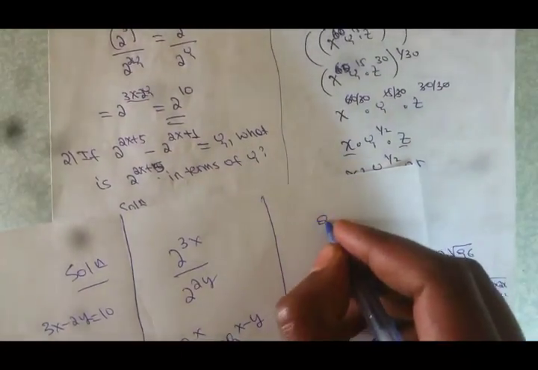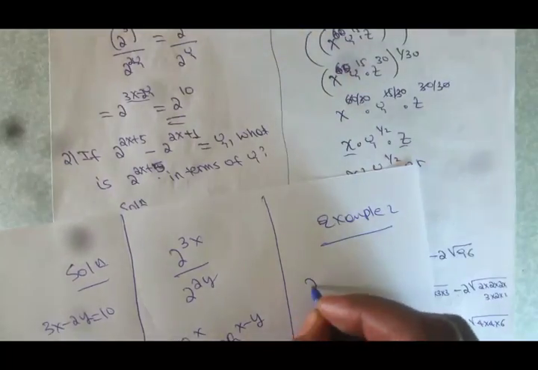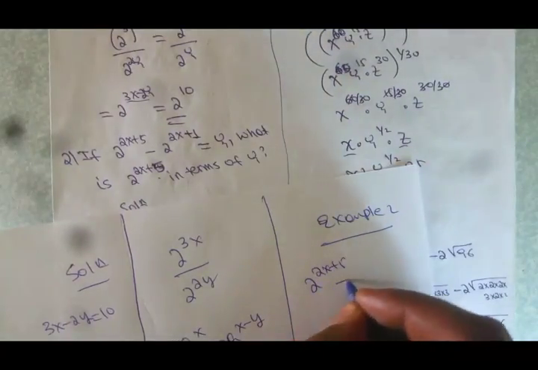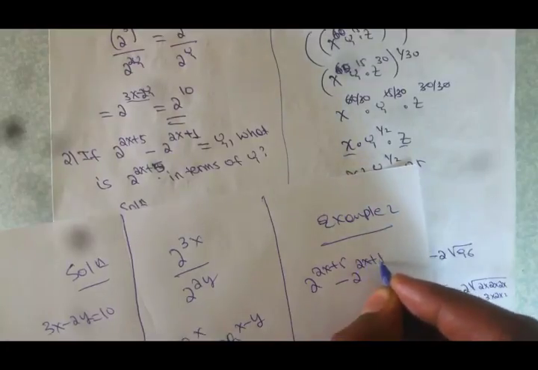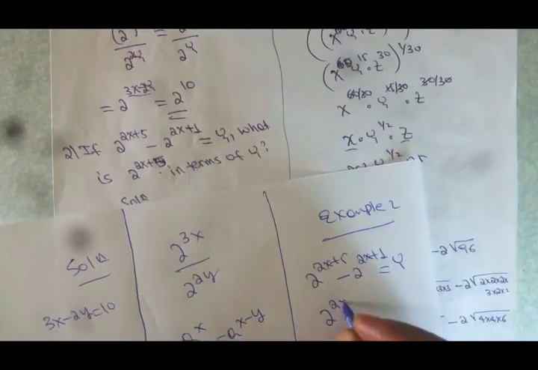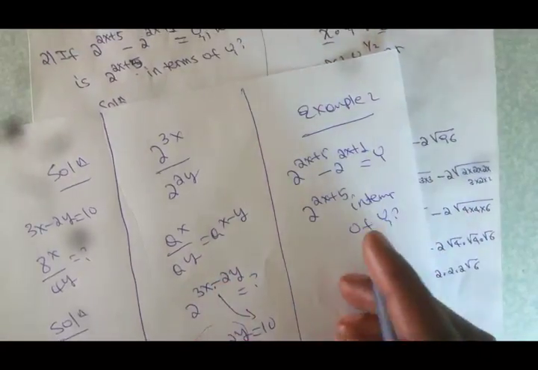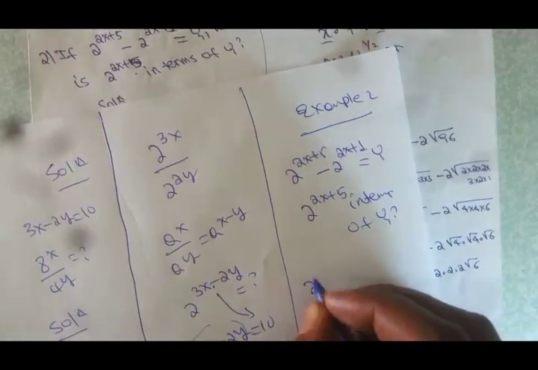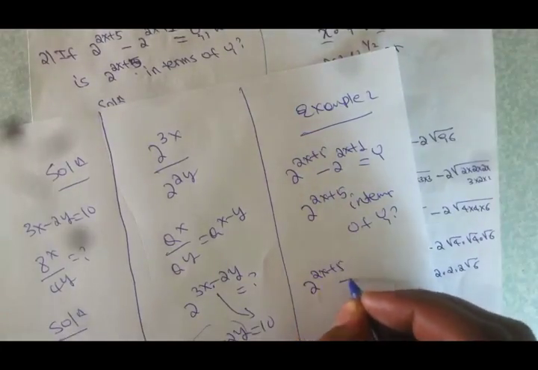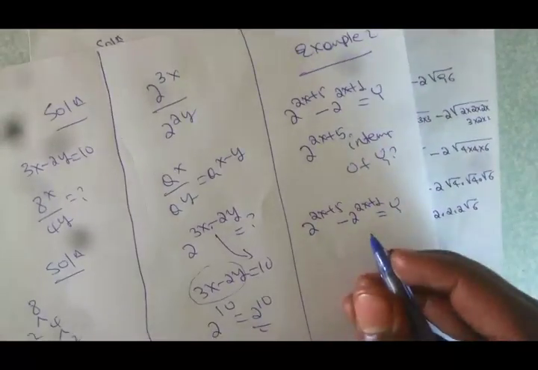And example 2. We are given 2 raised to 2x plus 5 minus 2 raised to 2x plus 1 is equal to y. We are asked to find 2 raised to 2x plus 5 in terms of y. And we know something. What is that?